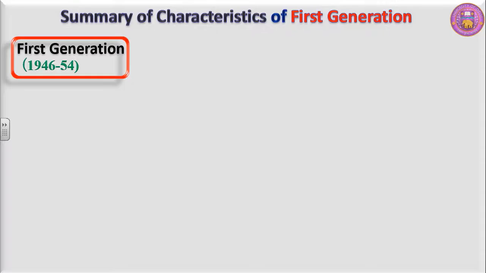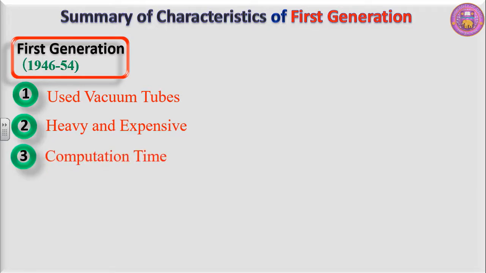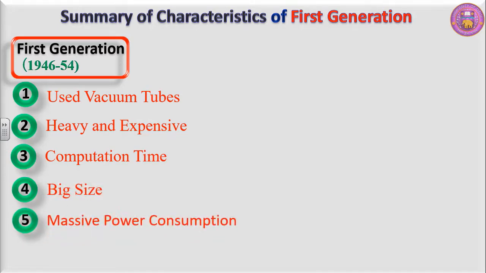Now let us summarize the characteristics of first generation computers. It used vacuum tubes. They were quite heavy and expensive. Computation time was in millisecond. They were big in size. They consumed massive power. They lacked versatility.